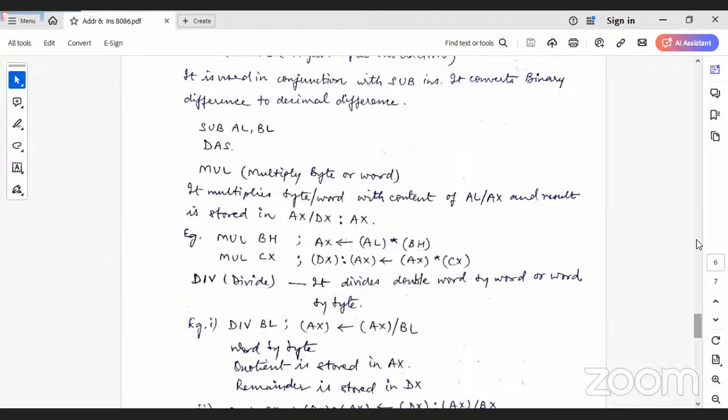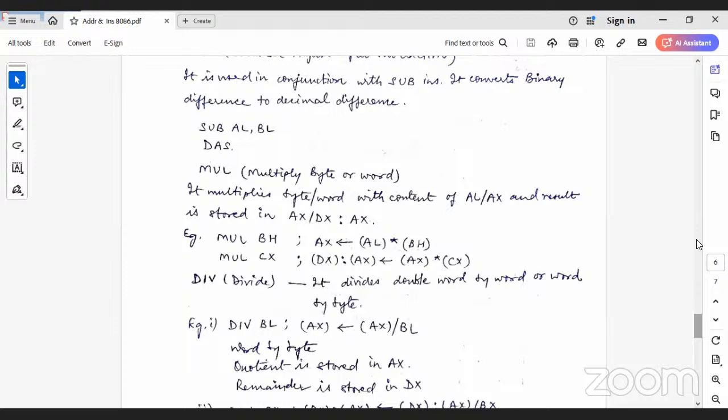Then multiply CX means, see here, another data is present in accumulator AX. So AX into CX, when you multiply, the result is in the AX register. And if the result is more than 16 bits, it will go into the DX register. That is why in this instruction, DX to AX is written. The part more than 16 bits will go into the DX register.